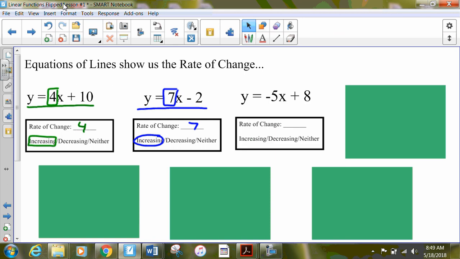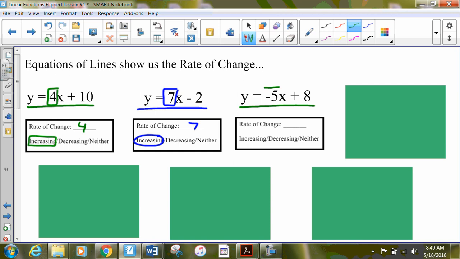Go ahead and write down this equation, y equals negative 5x plus 8. Where can we find our rate of change when it's in slope-intercept form like this? Right there. Now, this rate of change is negative, and so that means that this line is going to be decreasing.